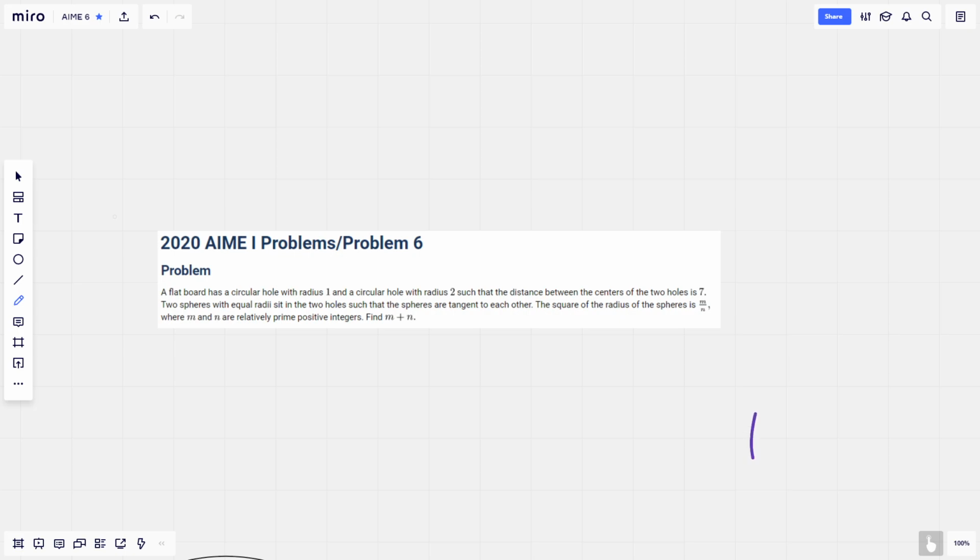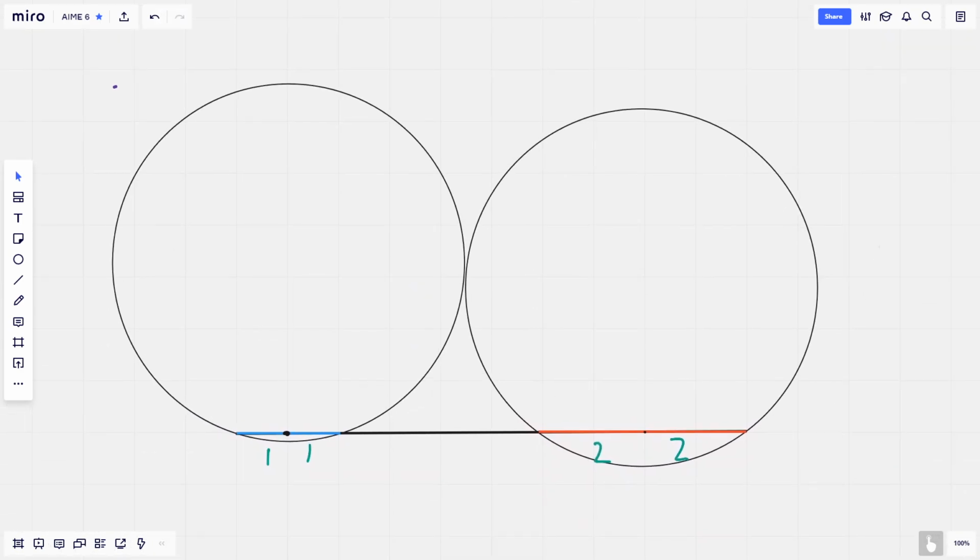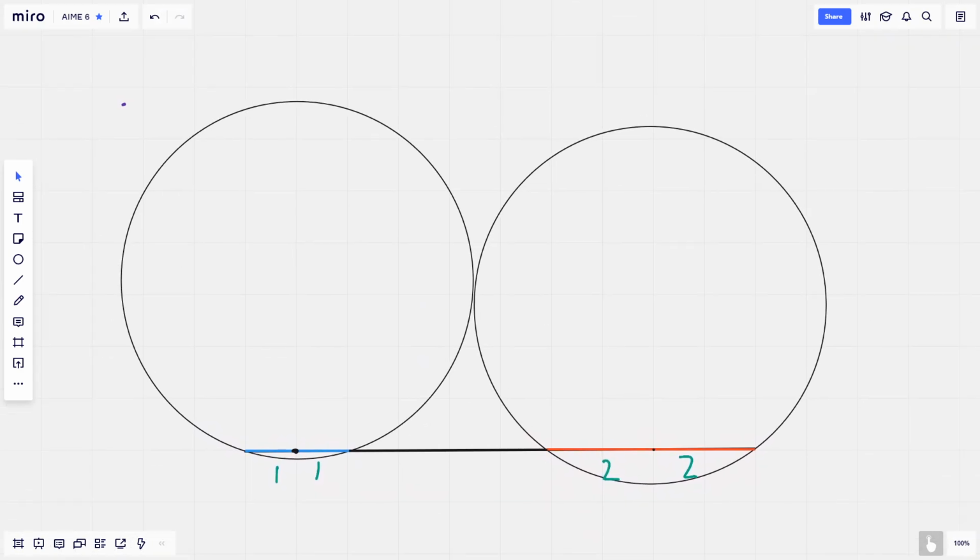So after reading this, it's clear that this is going to be a geometry problem. So the first thing we want to do with any geometry problem is draw a diagram. And so what I've drawn right here is a cross-section of the board. So the spheres are actually circles in this cross-section view, and the circular holes are lines.